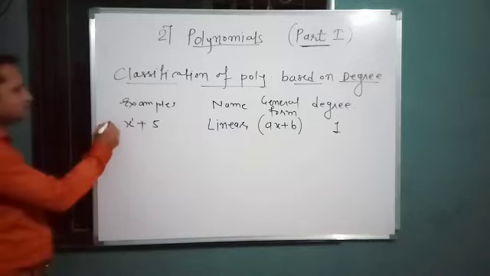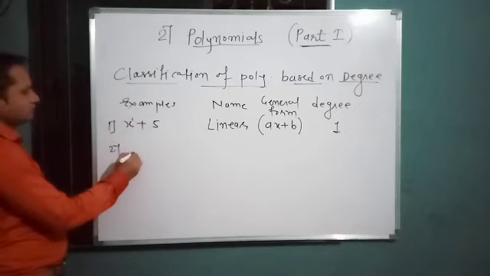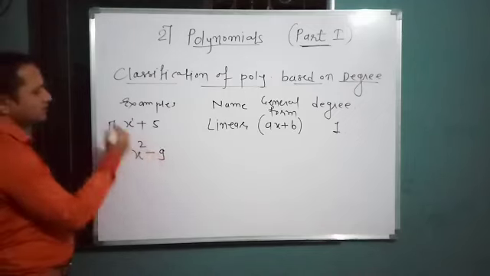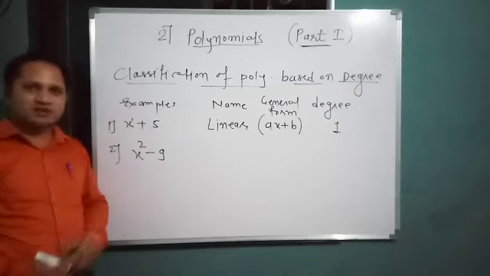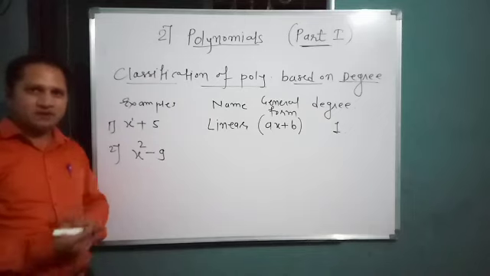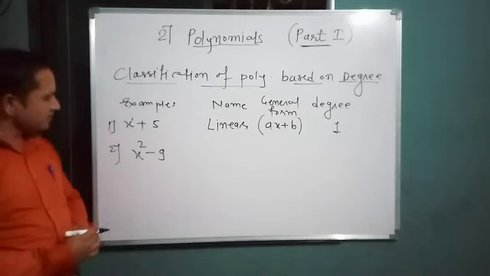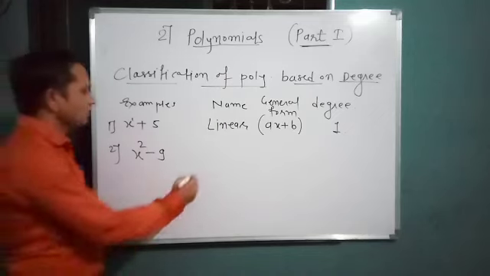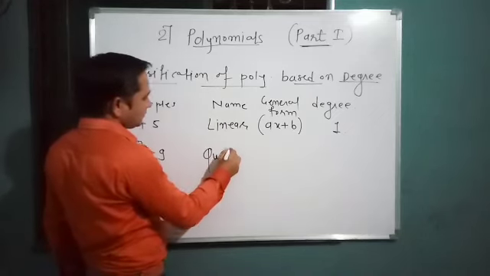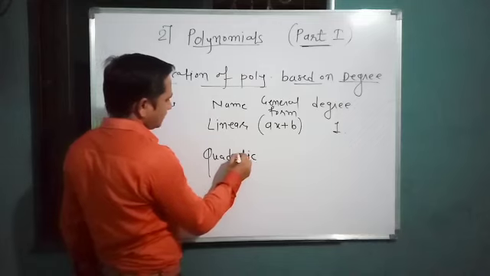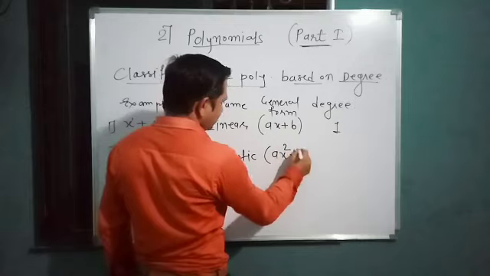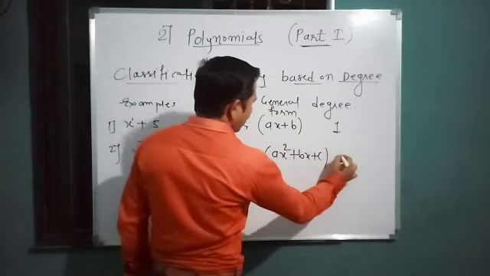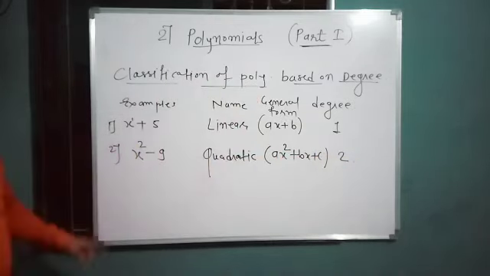Second example, x square minus 9. Even in this example two terms are there. Okay, means it is a binomial, but actually the degree of x is here 2. So this is called quadratic. And the general form is here ax square plus bx plus c, and the degree is here 2. Highest power of x is 2 here.